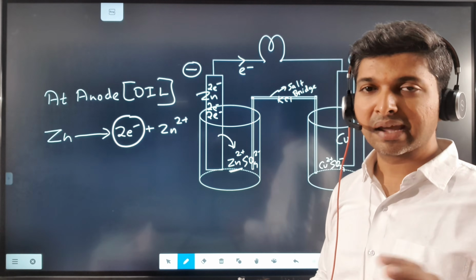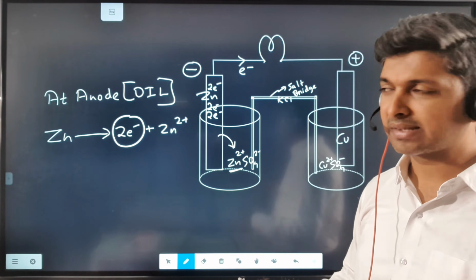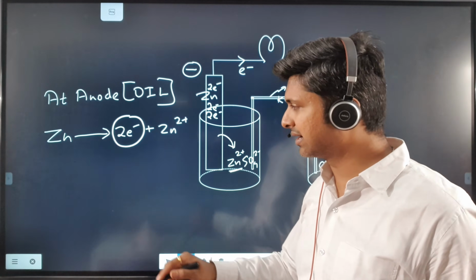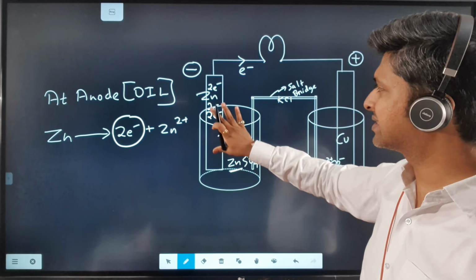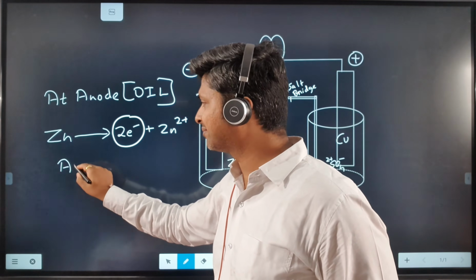In electrolytic cells again it's vice versa. Cathode is having a negative sign in electrolytic cells, but here in galvanic cells it is having a positive sign and anode is negative. So these two electrons now, because they are at a higher potential, they start migrating to the cathode, and let's see what happens at the cathode.